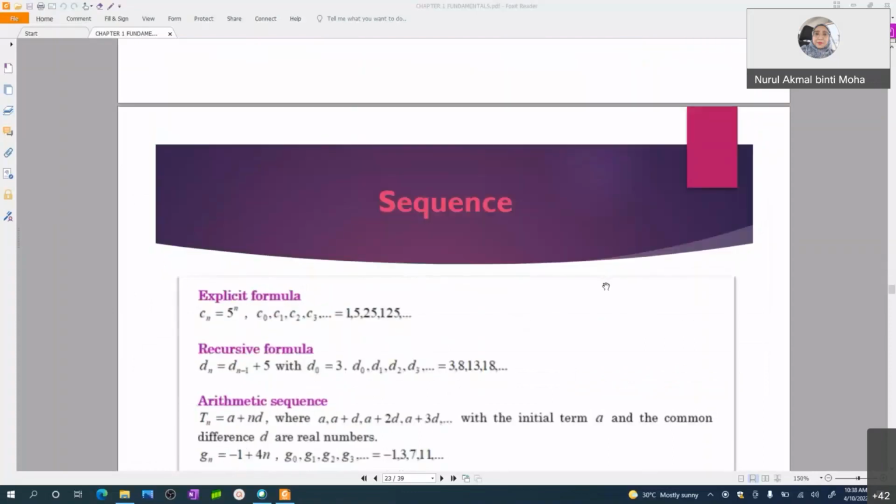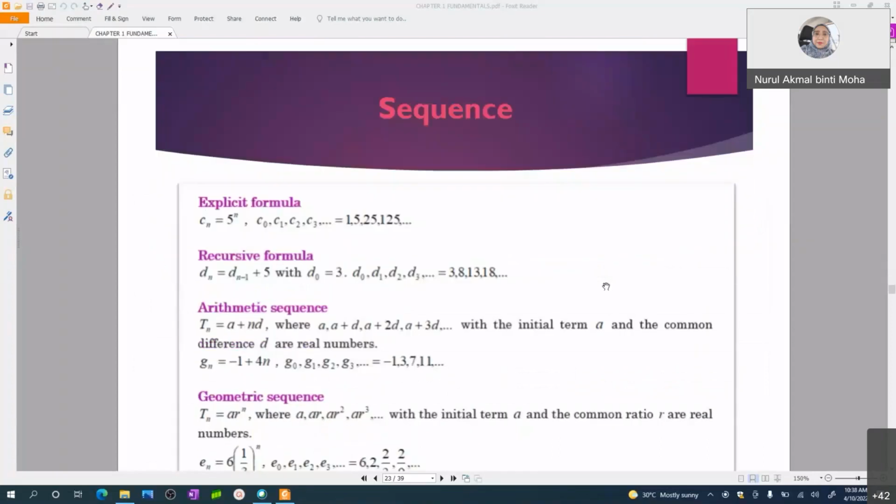We have several types of sequence. One of them is the explicit formula. For the explicit formula, this is the example: a_n is equal to 5 to the power of n. So when n is equal to 0, it will be 1, then 5, 25, and so on.